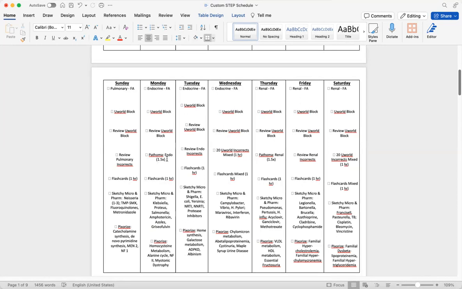However, one thing that you're going to notice that's a little bit different is there's going to be instances where you can review incorrects. This is going to be a time where you can go back and look at your incorrect questions from the UWorld blocks that you've done in order to get spaced repetition and to solidify information that you're maybe having difficulties on.